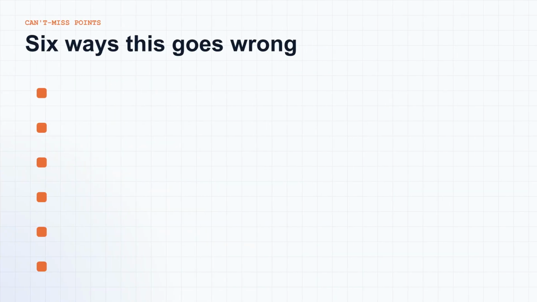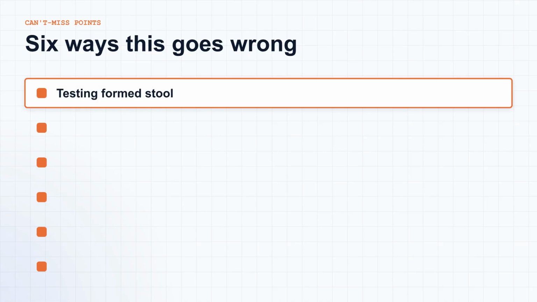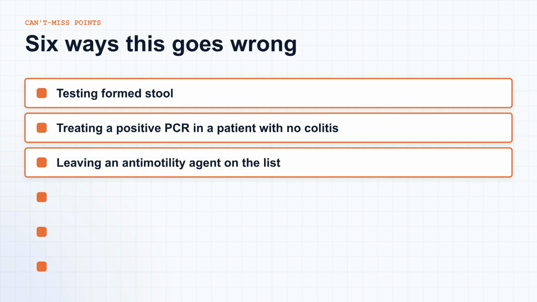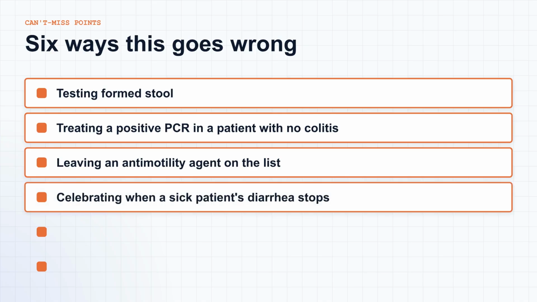Here are the mistakes I see most often. First, testing formed stool. You will find carriers and treat them. Second, treating a positive polymerase chain reaction in a patient with no colitis picture. Same error. Third, leaving an antimotility agent on the medication list, which traps toxin against the mucosa. Fourth, and this is the dangerous one, celebrating when the diarrhea stops in a sick patient. In fulminant disease, that means atony, not recovery.